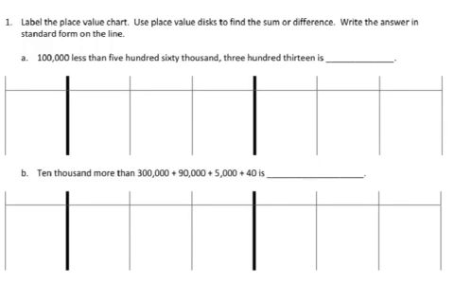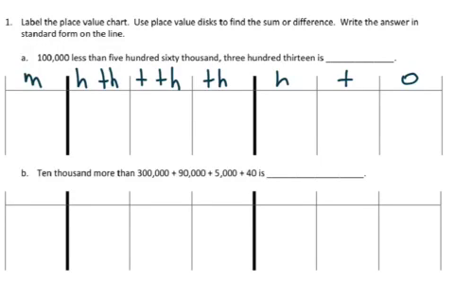Okay, so A is 100,000 less than 560,313. But the first thing we're going to do is label the place value chart. And I just use an abbreviation, but I do want the students to write out the whole place value because I want them to learn what each of the place values are. So I encourage you to have your children at home write out all of the whole place value words.